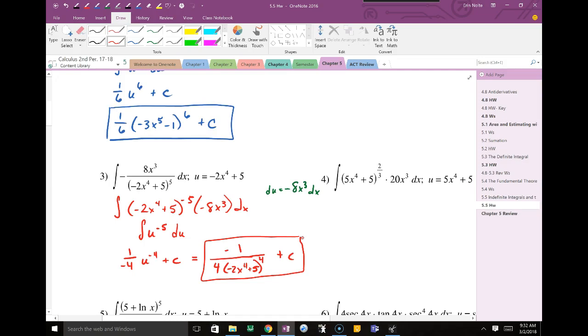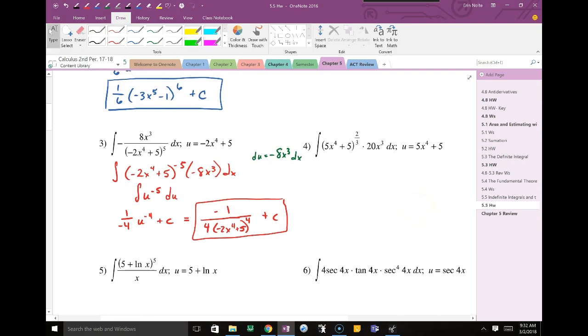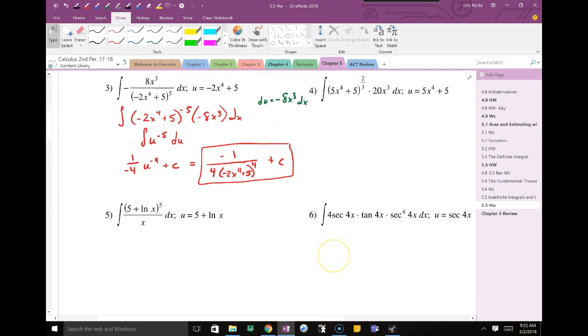Not too bad? Okay, number 4 is just the same. It's not exciting in any way. Let's do 5. There's a natural log. You haven't seen a natural log. That's one of those rules that you wrote down, or I believe you wrote down. Yeah, we do.